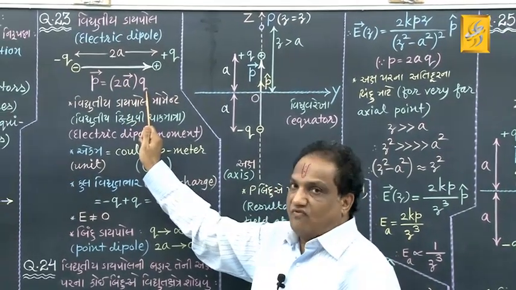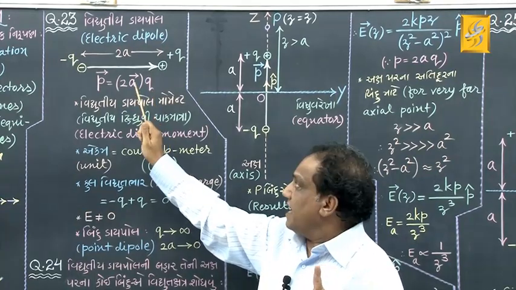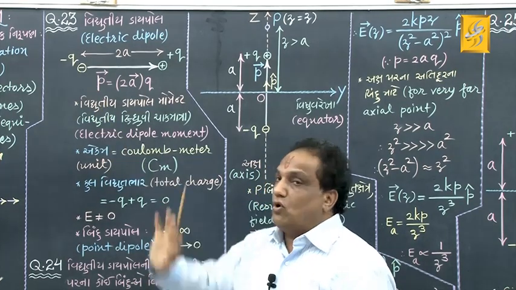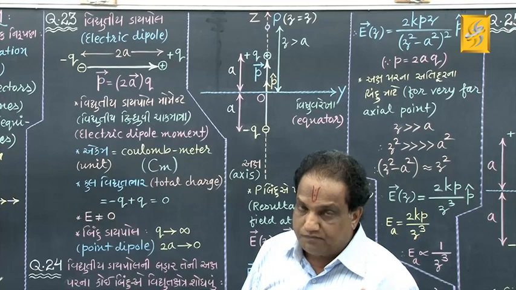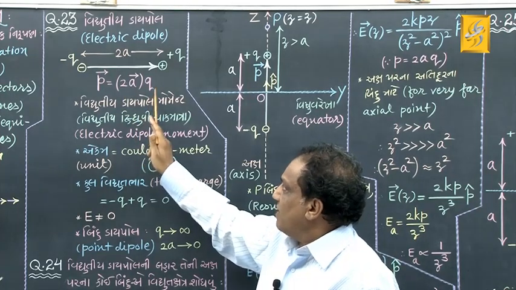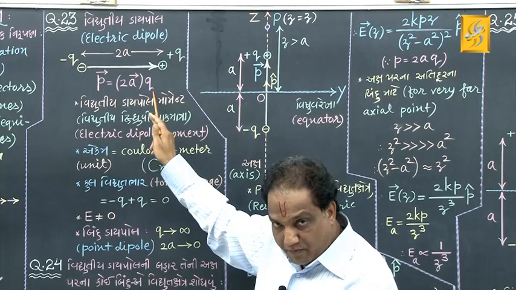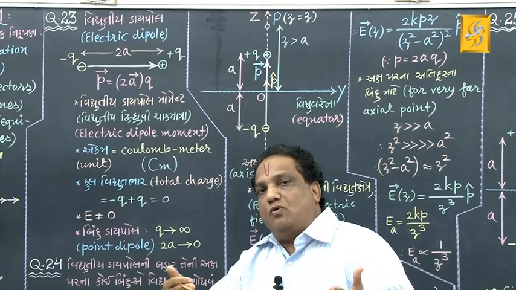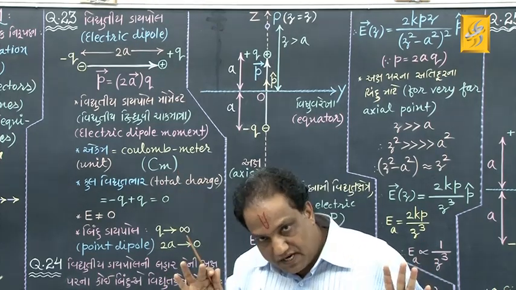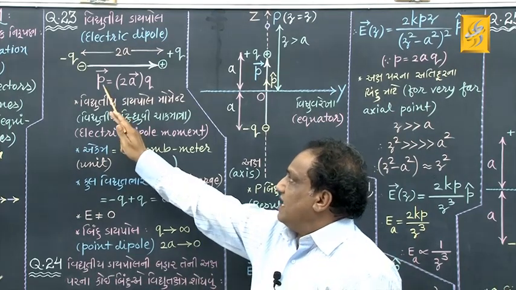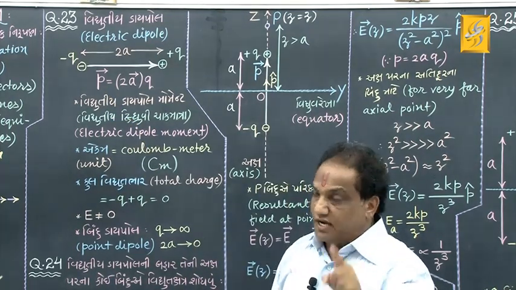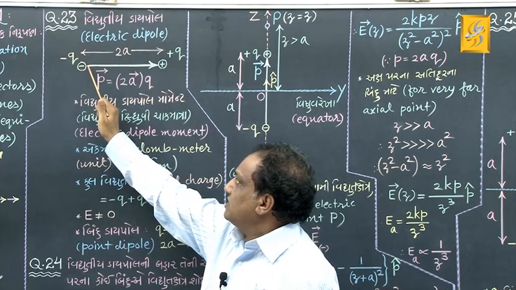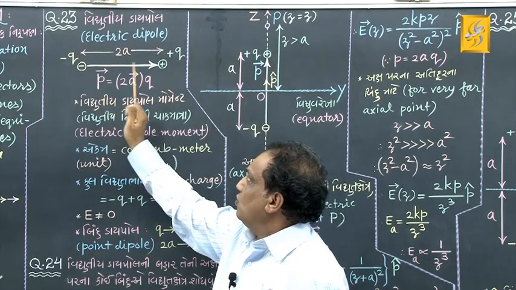The product of the magnitude of either charge in a given electric dipole and the distance between the 2 unlike charges is called the electric dipole moment of that dipole. Now, so far as the direction of vector p is concerned, it is always taken from the negative charge to the positive charge. You can see this arrow, from negative to positive.